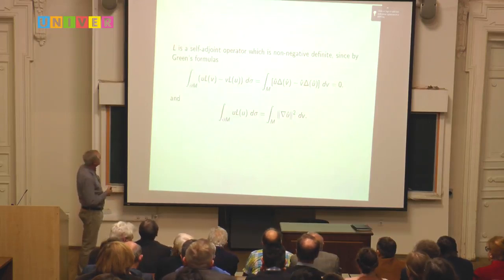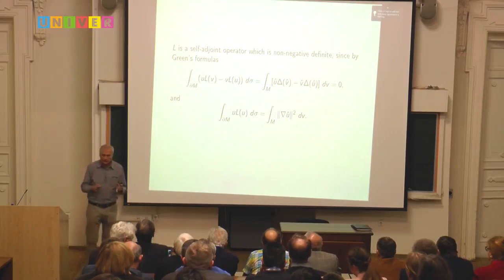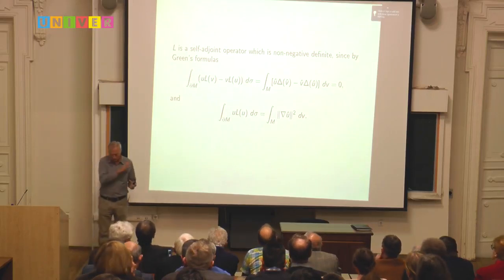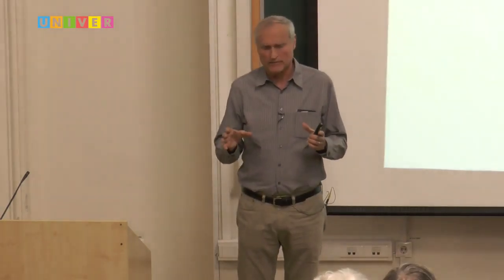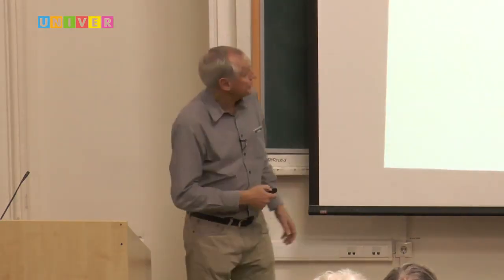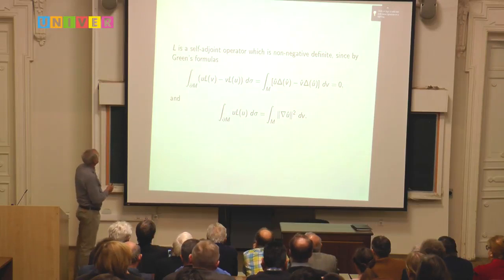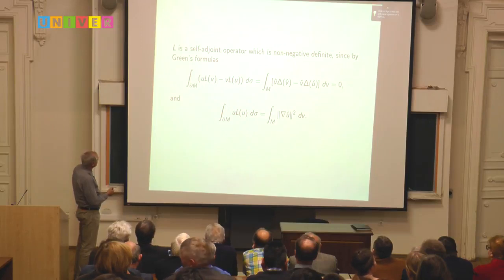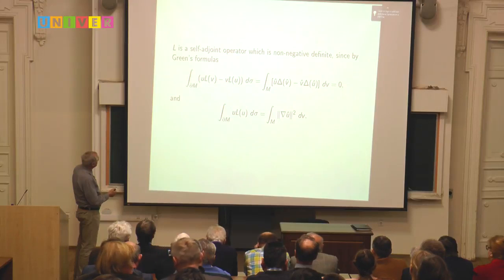For one thing, the operator is self-adjoint. One of the key things about the Laplace operator with the Dirichlet and Neumann conditions is that it's a self-adjoint operator. That makes the spectrum discrete, and also the fact that it's elliptic makes the spectrum discrete. Here, the Dirichlet to Neumann operator is also self-adjoint. That means that if I integrate on the boundary u times Lv, and then I subtract v times Lu, I should get zero.